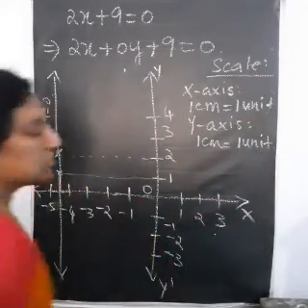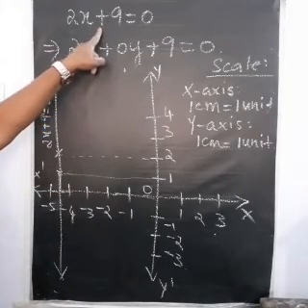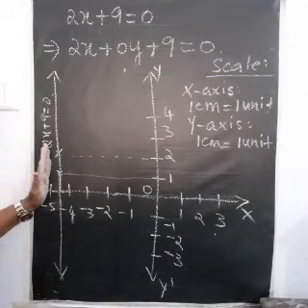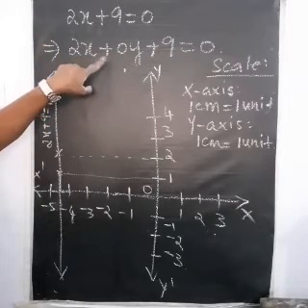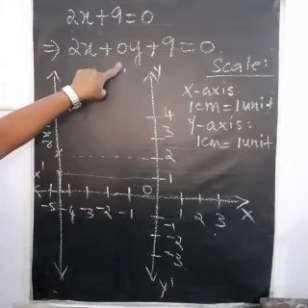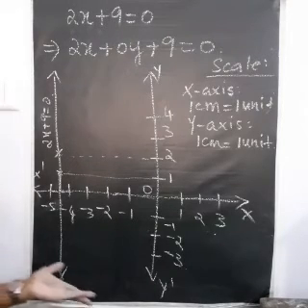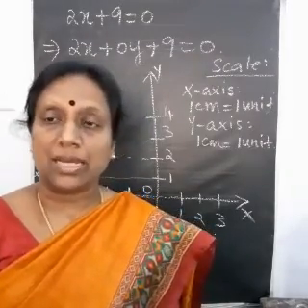So you must only remember, when there is no y variable in the equation, then you will get a line which will be parallel to the y-axis. If there was no x variable and y alone was there, in that case you will get a line which is parallel to the x-axis. I hope you have understood, children. This is an easy chapter. Please do the sums and see how you can solve them.